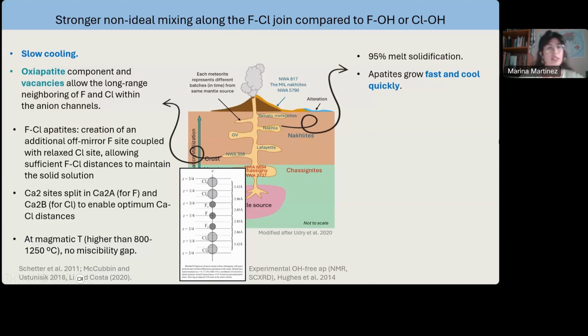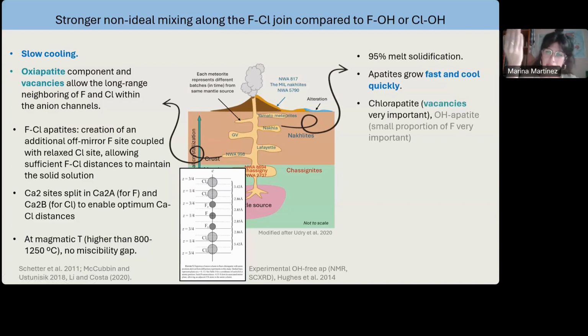Apatites grow very fast and cool quickly. They have less time to develop these microstructures. And so we also have the degassing that makes these huge differences, a huge range of variation, in fluorine, chlorine-rich apatites. For chlorapatites, vacancies are also very important for stabilizing them.